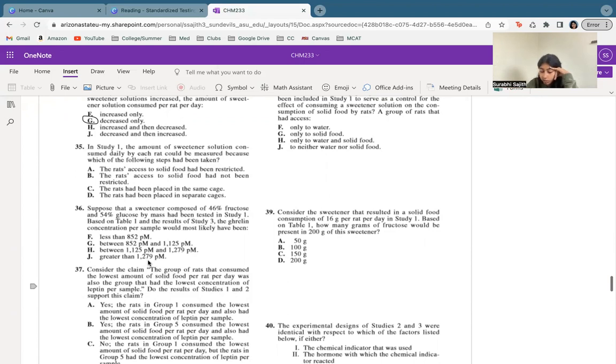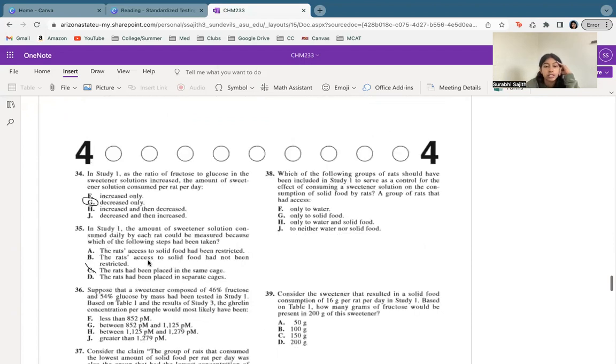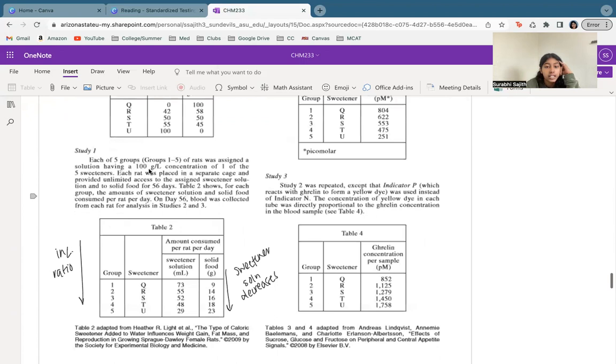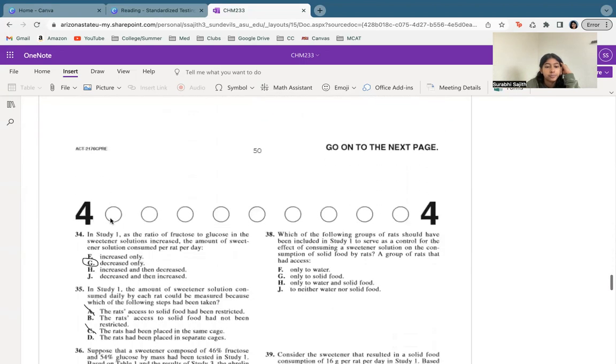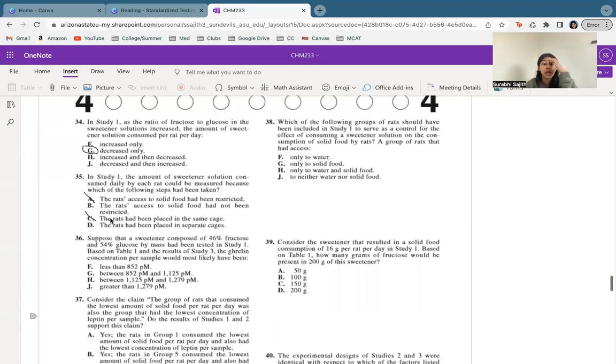Well, let's just make sure we understand what is correct so far. We know that they're all placed in separate cages, so C can't be correct. And we know that access to solid food has not been restricted. In fact, the only thing they say is unlimited, oh yeah, they say unlimited sweetener solution and solid food. So we know it must be between B and D. However, in this case, they're not asking about the solid food, they're asking about the sweetener solution.